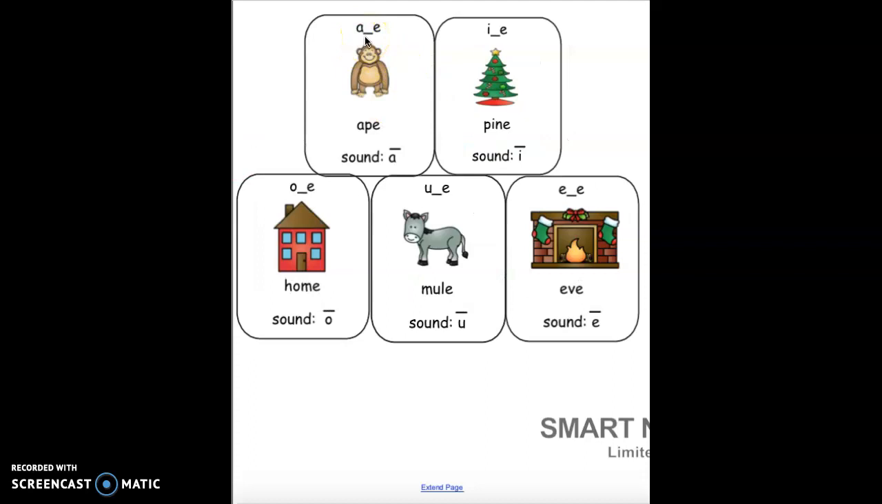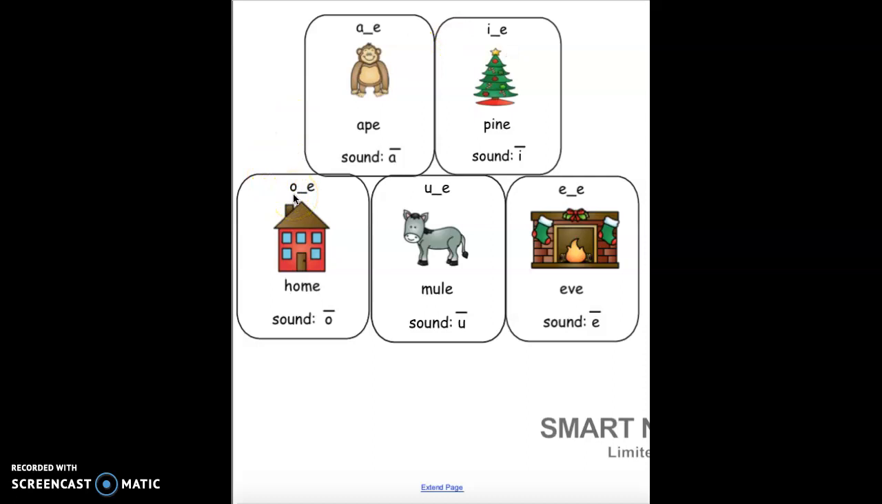A, consonant, magic E. Ape, A. What does E do to the A? Make it say its name. And the name is A, and the sound is A. I, consonant, magic E. Pine, I. What does the E do to the I? Make it say its name. And the name is I, and the sound is I.